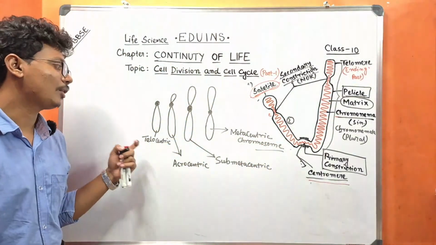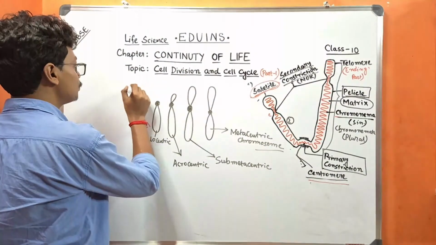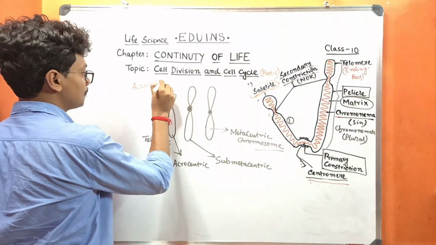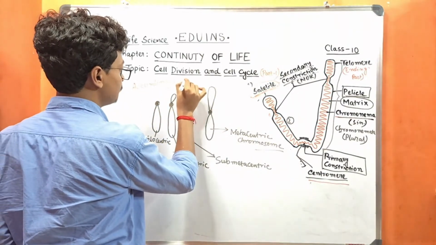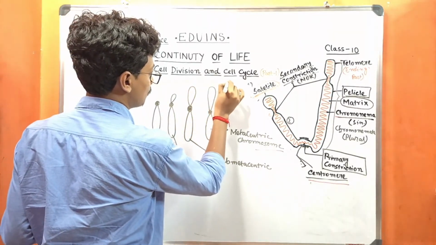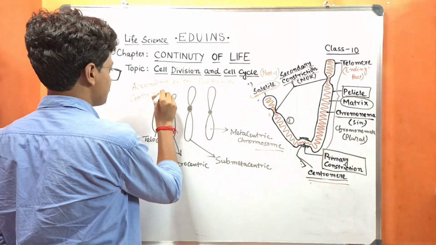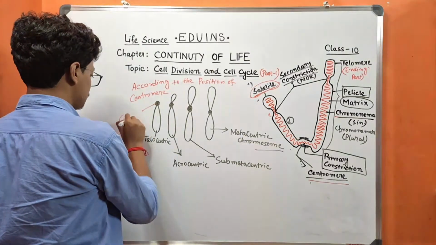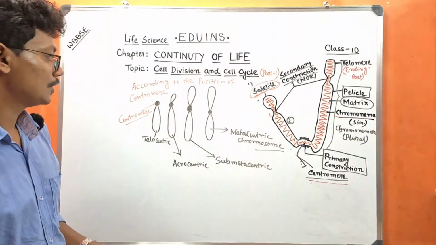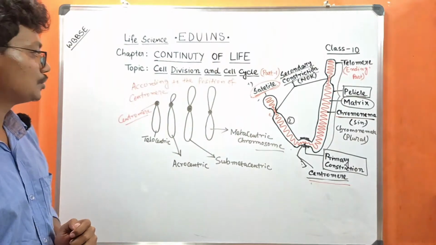So according to the position of the centromere, the chromosomes are divided into 4 categories. This is the centromere. So these are the 4 types of chromosome according to their centromere position.